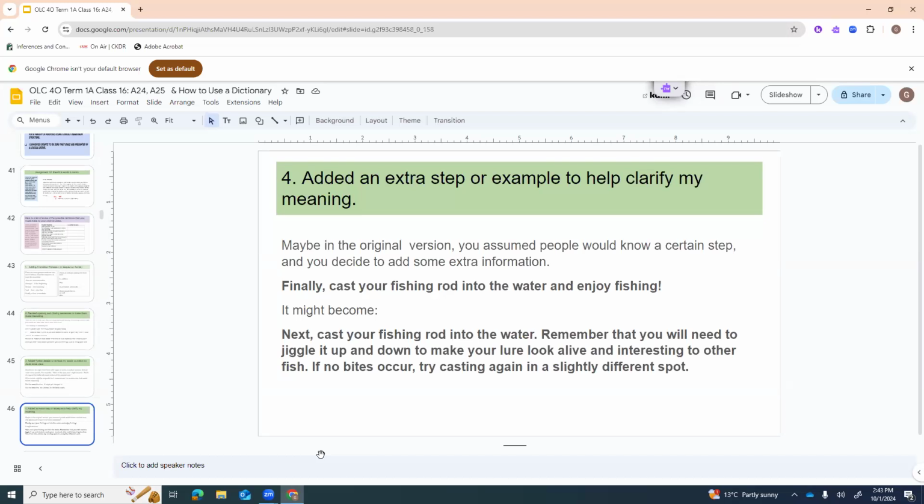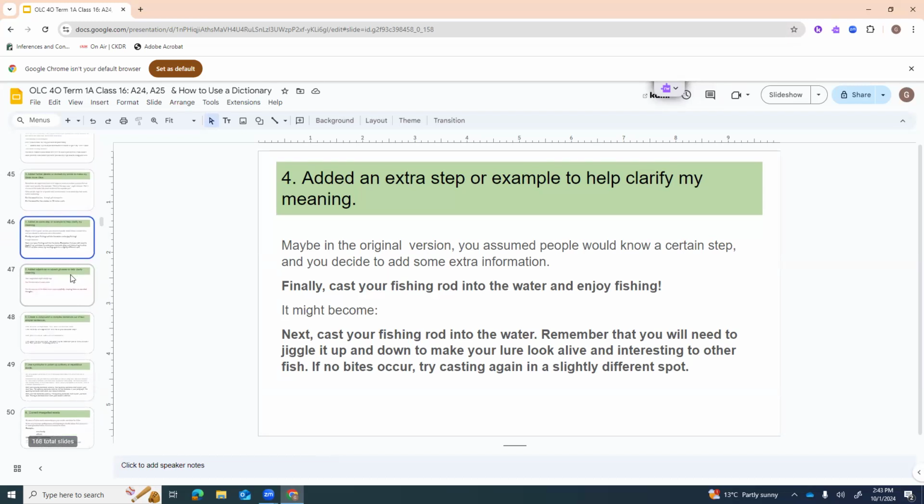Next, cast your fishing rod into the water. Remember that you will need to jiggle it up and down to make your lure look alive and interesting to other fish. If no bites occur, try casting again in a slightly different spot. So here I've kind of added an example or explained my step with a little more detail. Okay, that's kind of what I'm looking for there.